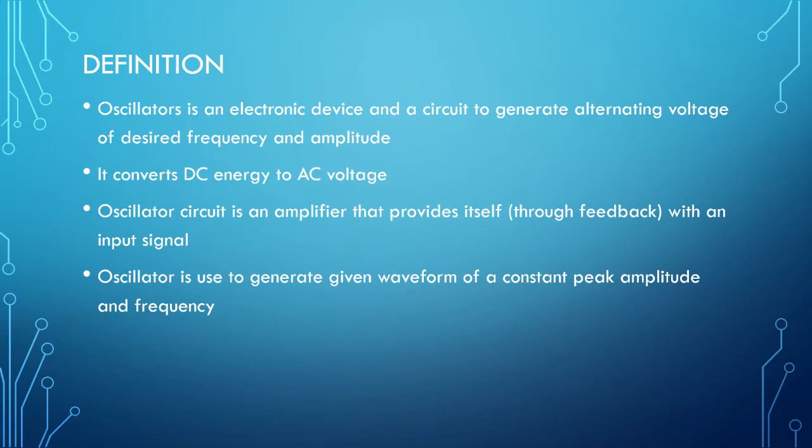Oscillator circuit is an amplifier that provides itself through feedback with an input signal. It is a non-rotating device for producing alternating current. The output frequency is determined by characteristics of the device. Lastly, oscillator is used to generate given waveform of a constant peak amplitude and frequency.